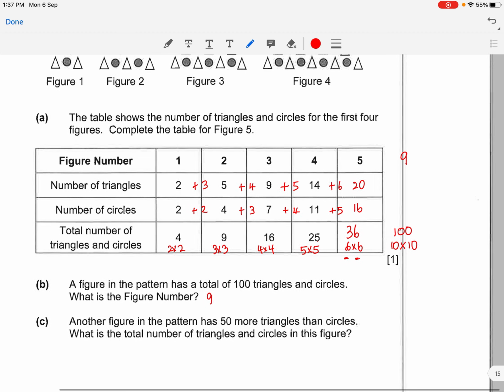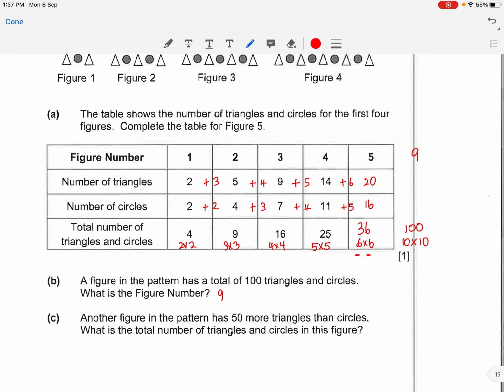Okay, so I'm going to go to the next one. It says that another figure in the pattern has 50 more triangles than circles. What is the total number? So we are looking at the difference between triangles and circles. So I'm going to erase all this to make it easier for you to see part C. I'm already done with part B, so I'm going to draw a line here. I know that we are trying to find the difference between triangles and circles. So let's take a look at this.